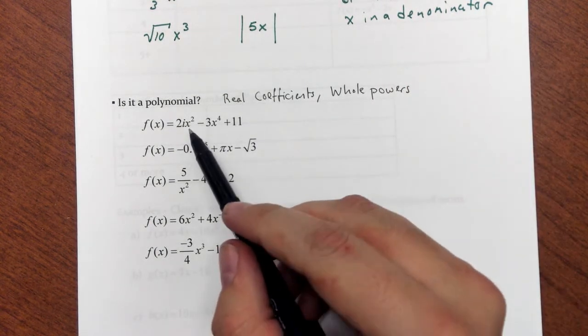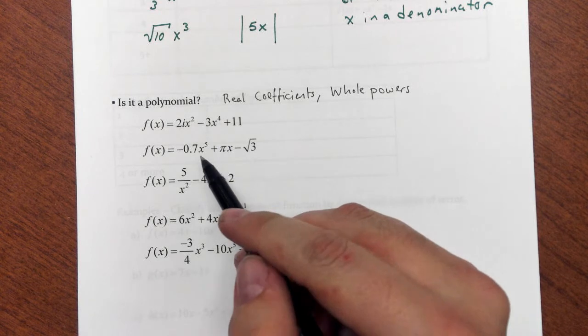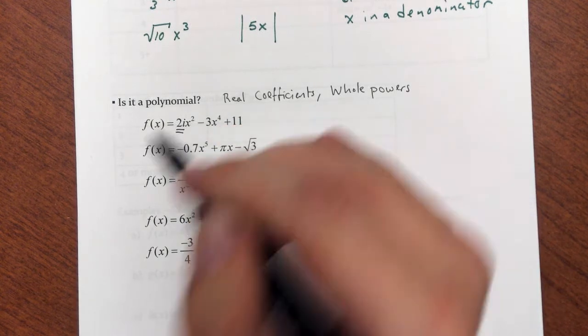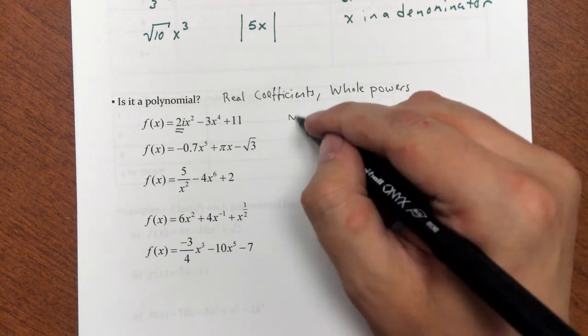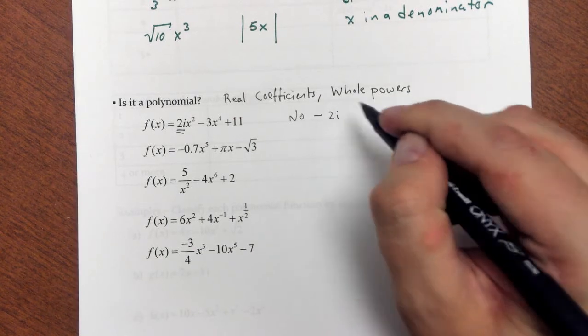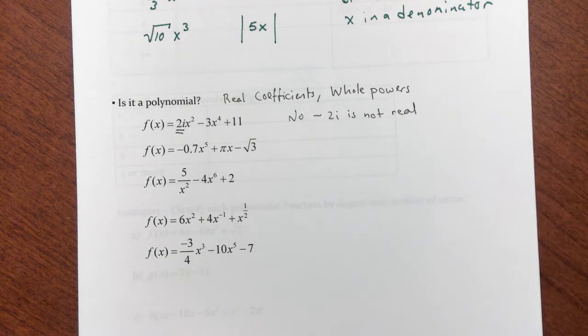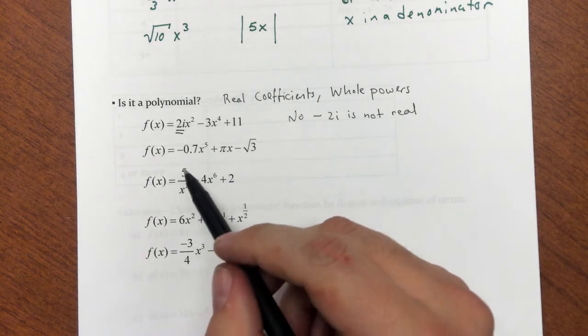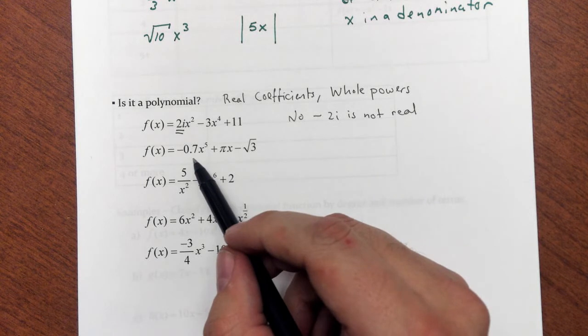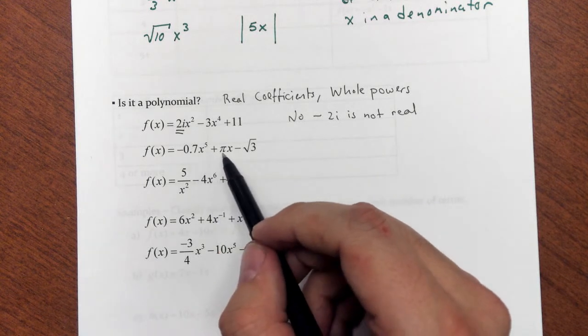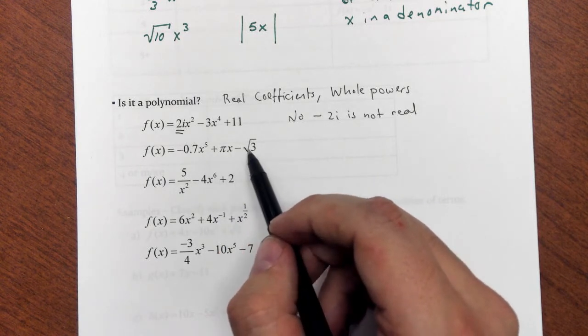Well, if I look at my variable, x squared, x to the 4th, those are both whole numbers, but if I look at my coefficients, I see 2i. 2i is not real. So this is not a polynomial. What if I said f of x equals negative 0.7 x to the 5th plus pi x minus the square root of 3? Well, if I look at my coefficients here, negative 0.7 is most definitely real. Pi is real. It is irrational. So is the square root of 3.